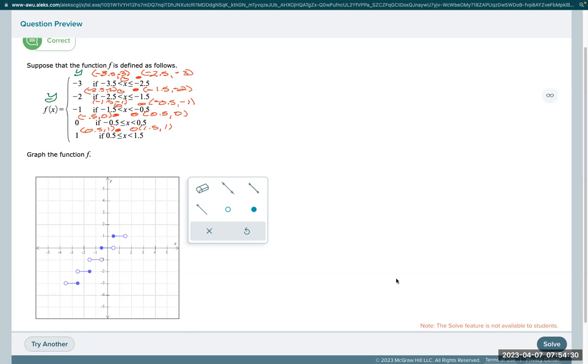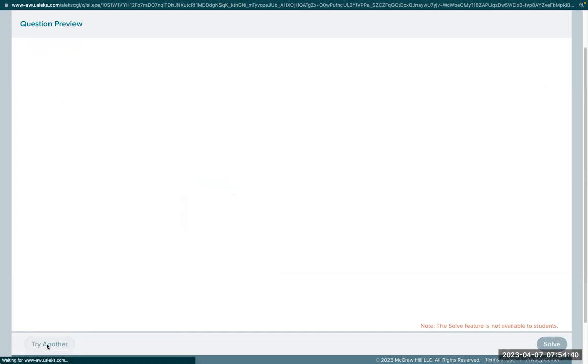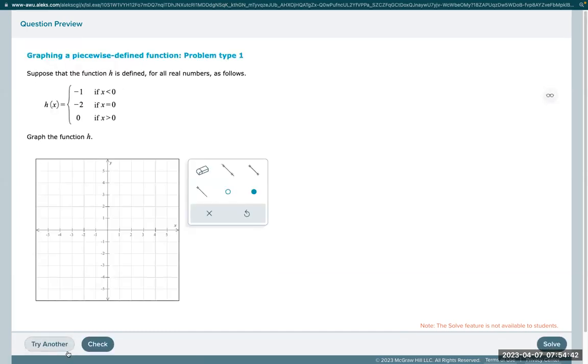So we're going to try another one. We're going to clear all of my pictures, all of my writing, and try another one and see the other types that they will give us, hopefully. Yeah, so this is another one where we have inequalities, but then we have equal signs. So these ones, we're going to do the same thing. We just don't have two endpoints with it. So we're going to say where our points are, and then we're going to finish the graph.